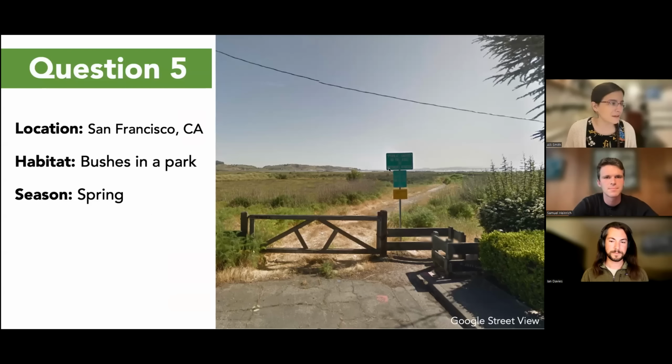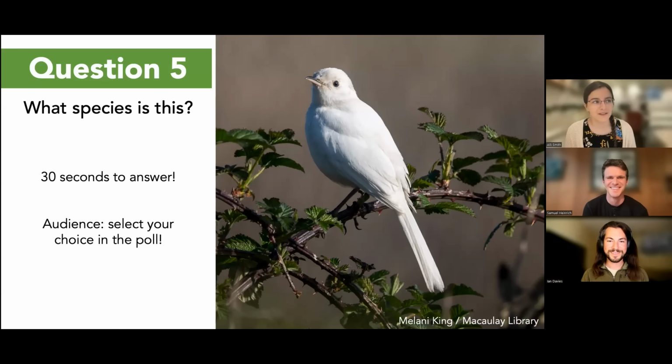So we're gonna virtually head back to San Francisco in California. It's the spring and you're birding in a park and there are some bushes nearby, and you look over at the bush, and at the top of the bush, there's a really unusual looking bird sitting up there. So I will show the photo. This is the bird you're seeing. So we'll take a quick look at this and we'll start the poll again, and you'll have another 30 seconds to answer.